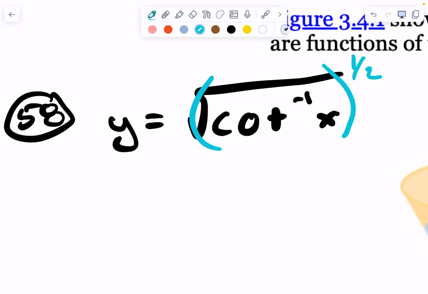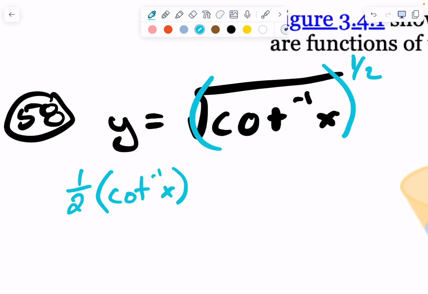All right, we gotta do the chain rule, which means I deal with the outside first, right? So, oh gosh, this is gonna be awful. All right, here we go. What do we do first? Half out front. Okay, leave the inside, inverse cotangent of x.